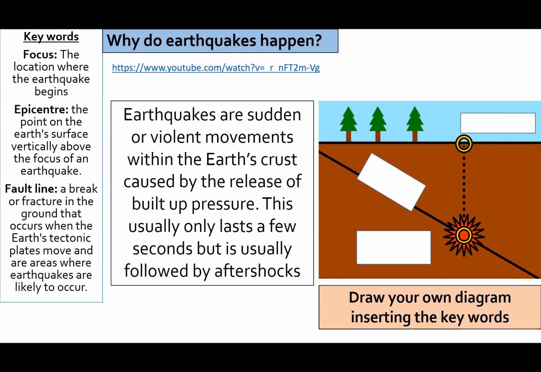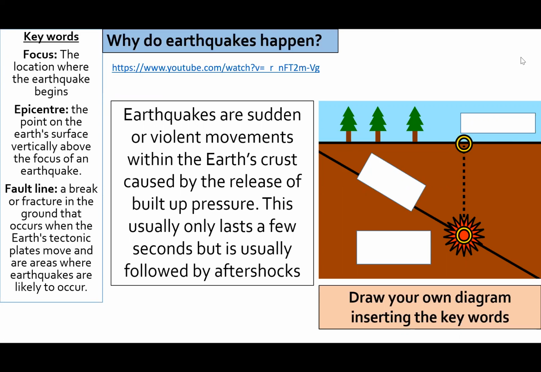So in the news they might say the epicentre was just outside of Tokyo. So that's the point on the Earth's surface. The fault line, well, that's the break or a fracture in the ground that occurs when the Earth's tectonic plates move, and it's along that fault line that your earthquakes will happen.